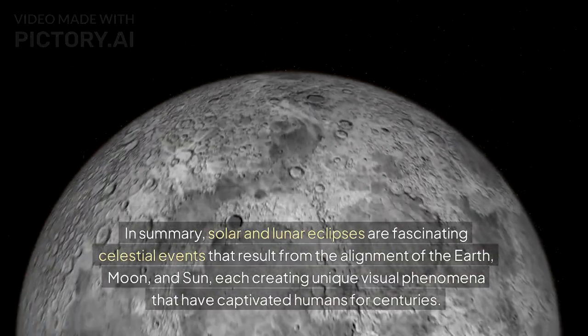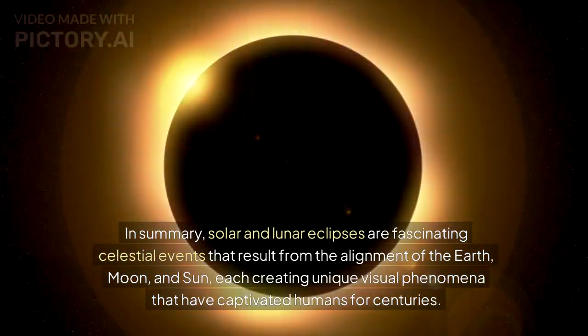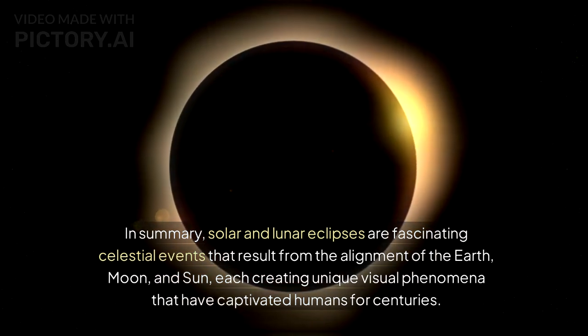In summary, solar and lunar eclipses are fascinating celestial events that result from the alignment of the Earth, Moon, and Sun, each creating unique visual phenomena that have captivated humans for centuries.